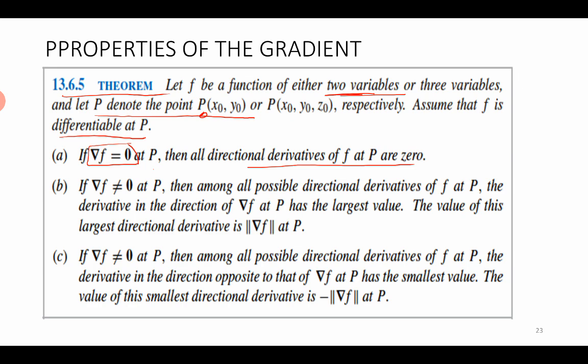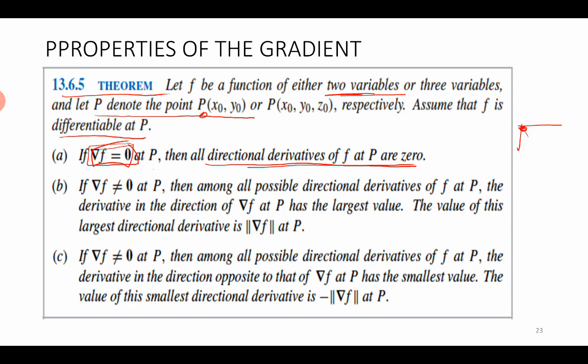The gradient gives the direction of maximum rate of change, but if it is 0 there is no direction, so there is no change at this point. The gradient is 0, so all the directional derivatives at this point will be 0 in any direction.